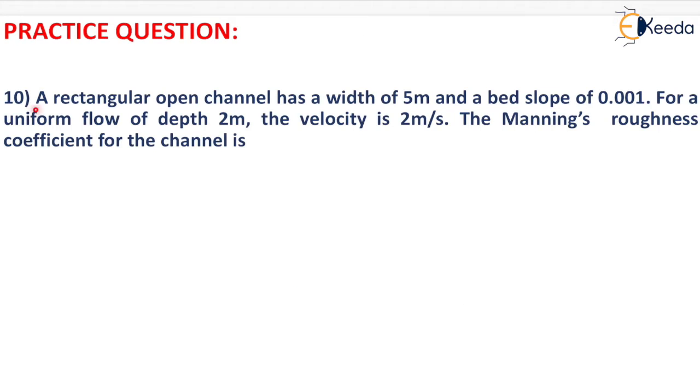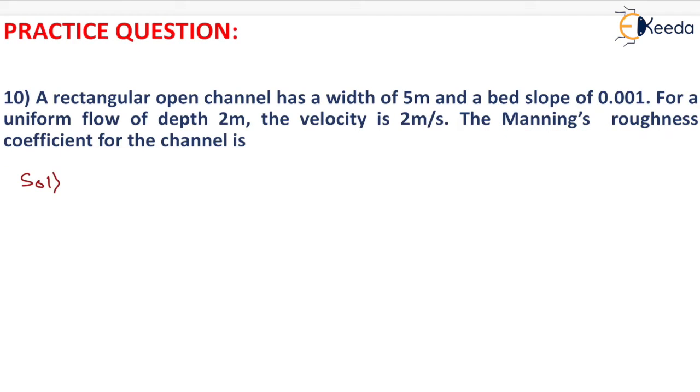The question is written as: a rectangular open channel has a width of 5 meter and a bed slope of 0.001. For a uniform flow of depth 2 meter, the velocity is 2 meter per second. The Manning's roughness coefficient for the channel is? Now we have to solve this question.